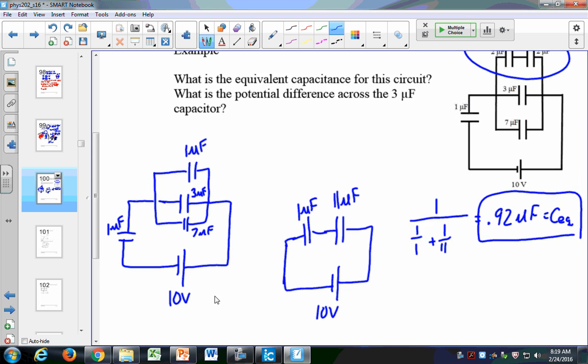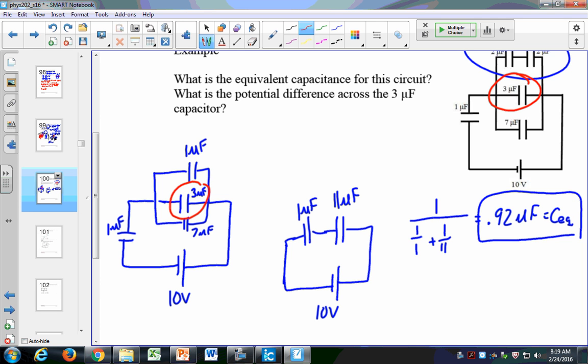Now I also want to know what is the potential difference across the 3 microfarad capacitor. Across this capacitor right here, which is the same as this capacitor up here. Okay, and this is where I start working backwards. I know that these two capacitors will have the same charge. If I find the charge on this capacitor, I can find the voltage, because I know C, I know Q.